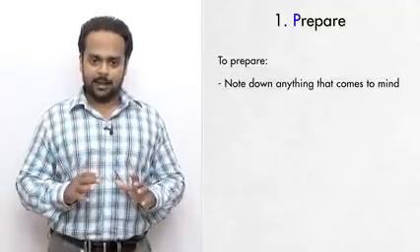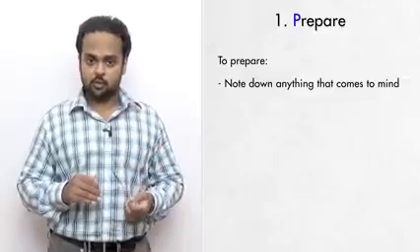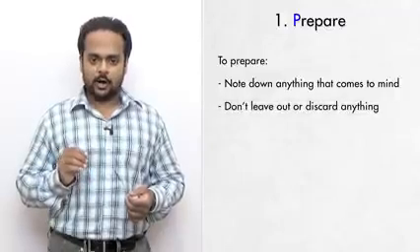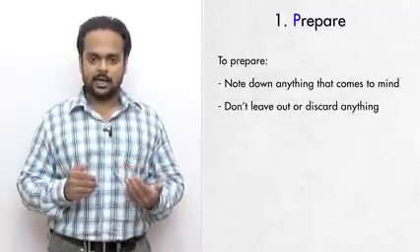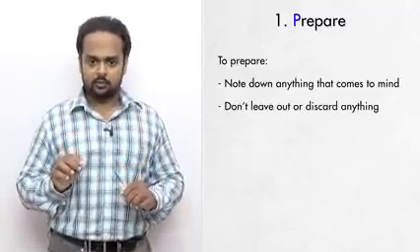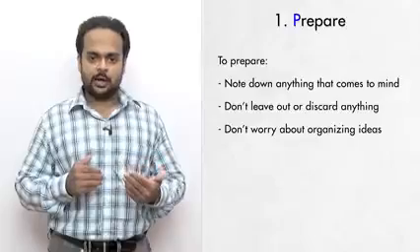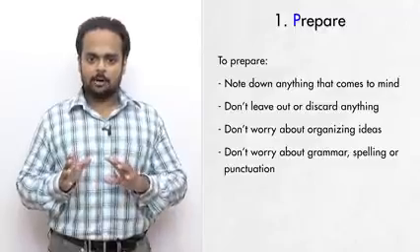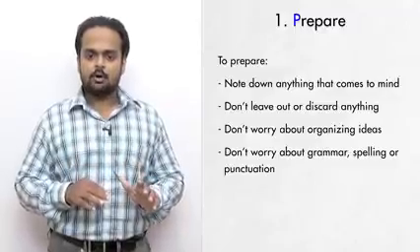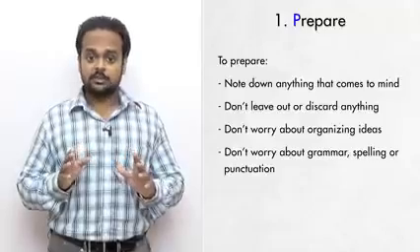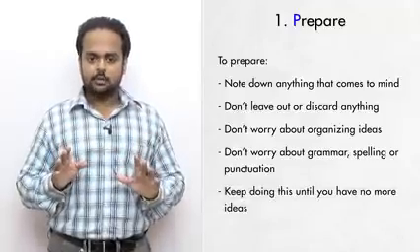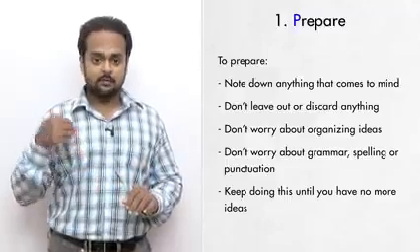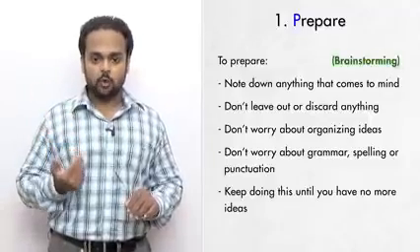You take your paper and pen, or you can do this on your computer if you wish, and you note down anything that comes to mind. Don't criticize your ideas. Don't leave out or discard anything. Whatever you get, write it down. Don't worry about organizing your ideas. We'll do that in the next stage. Also, don't worry about grammar, spelling, or punctuation. Remember, we just want ideas, so if there are mistakes, no problem. And keep doing this until you have no more ideas. As an interesting note, this process of coming up with ideas is called brainstorming.